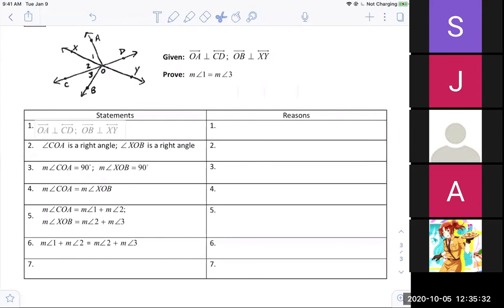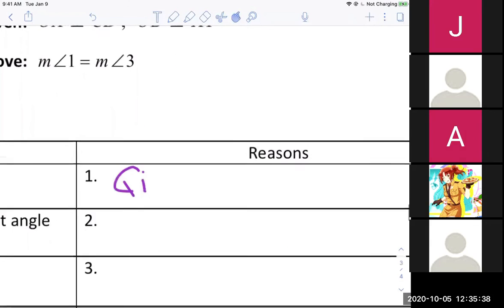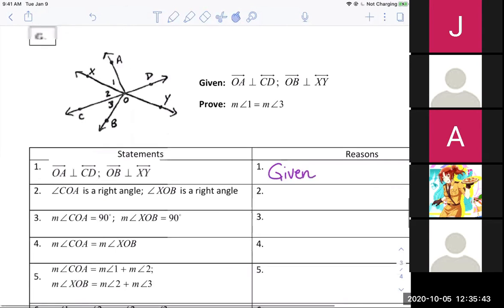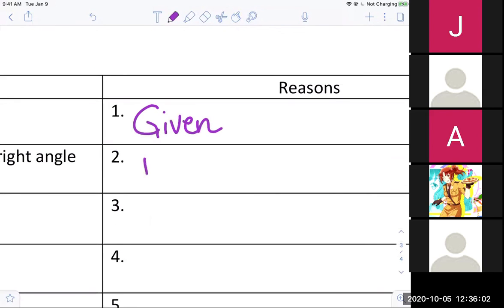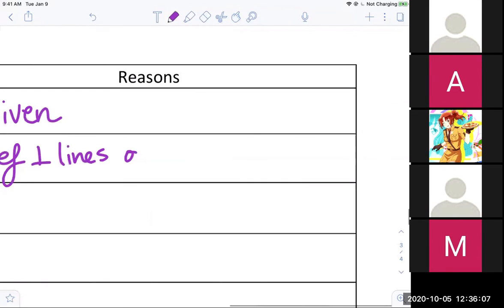Okay, so for the first one here, remember that means perpendicular. That's our given. Perpendicular means that they make right angles, right? So if OA is perpendicular to CD, they make a right angle. And if these two are perpendicular, they make a right angle. So that is the definition of perpendicular. You can say perpendicular, or you can say perpendicular lines. You can also say perpendicular lines form right angles.